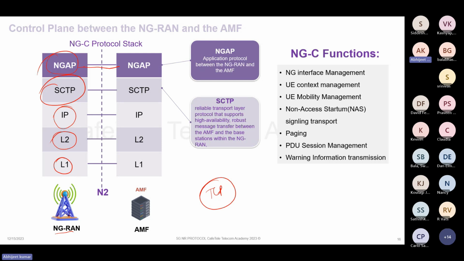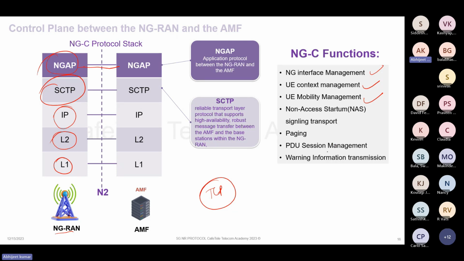Okay, so what are the NGC functions? NG interface management: it manages the setup, maintenance, and release of the NG interface. UE context management: it manages the UE context storage and handles the UE state, capability, and security parameters. UE mobility management: it manages the services related to mobility like handover, cell selection, and roaming. So these all are the protocol functions, guys. This is an overview; you can learn more in detail.